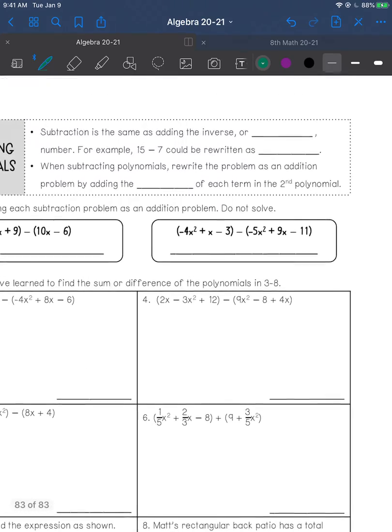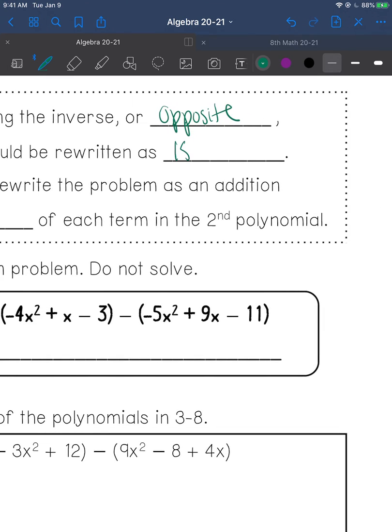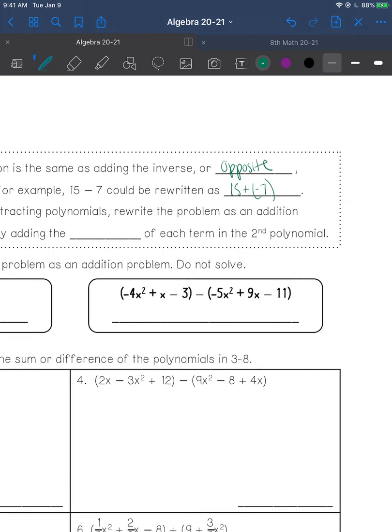Subtracting is the same as adding the inverse or the opposite number. For example, 15 minus 7 could be written as 15 plus negative 7, right? This one is saying when subtracting polynomials, rewrite the problem as an addition problem by adding the opposite of each of the second polynomial's terms. That's a really complicated way of saying distribute the negative sign.